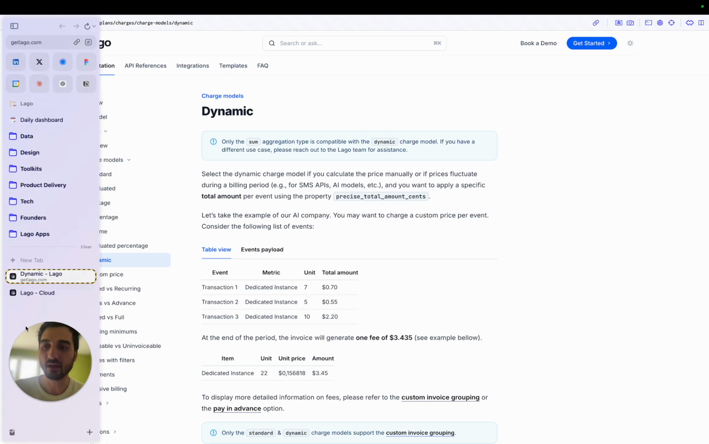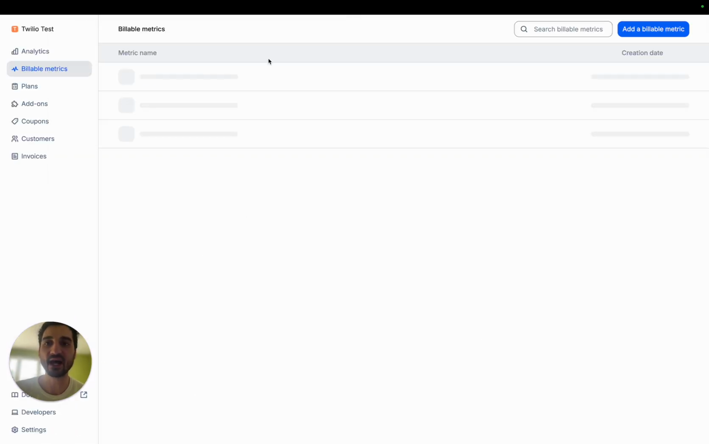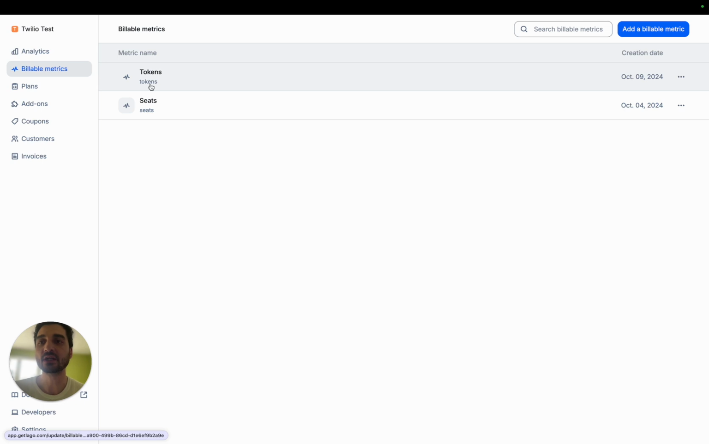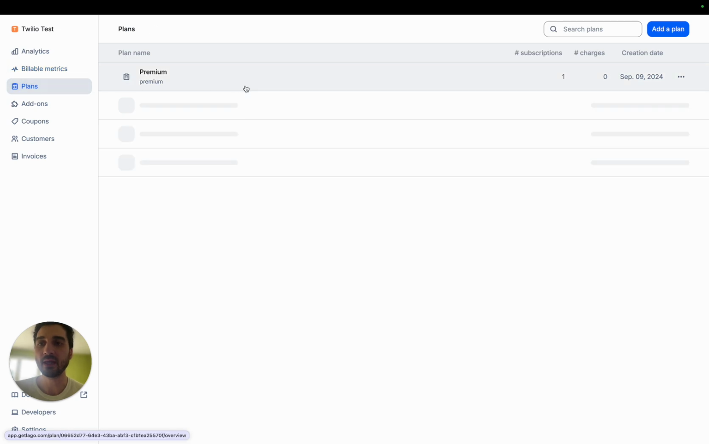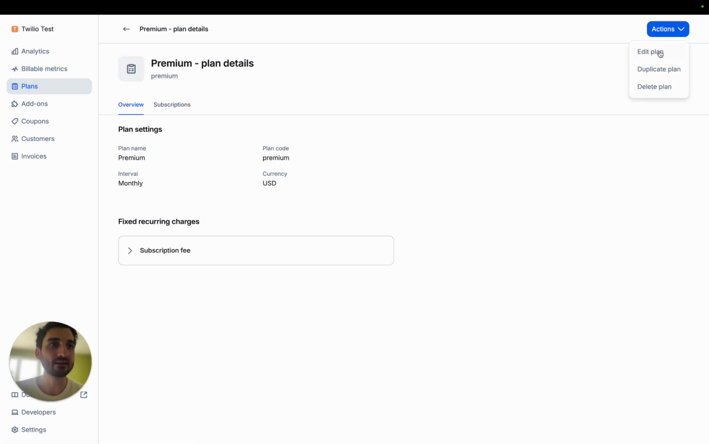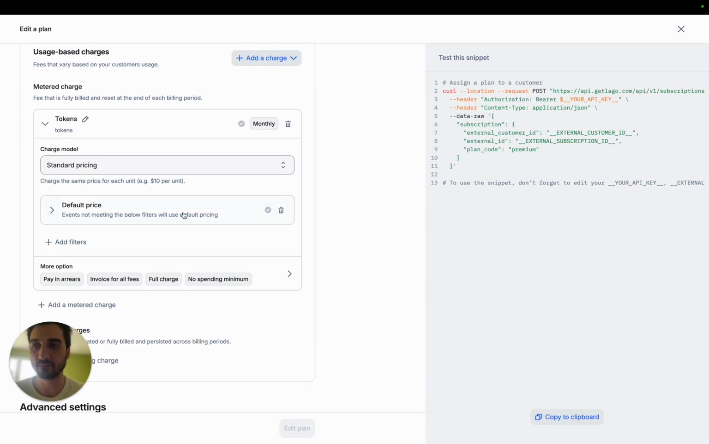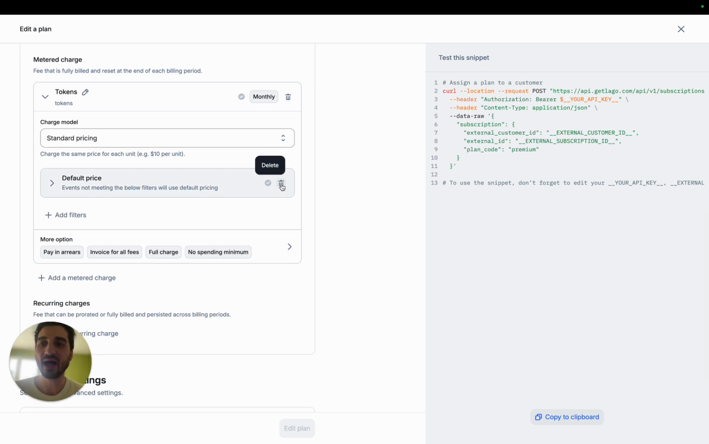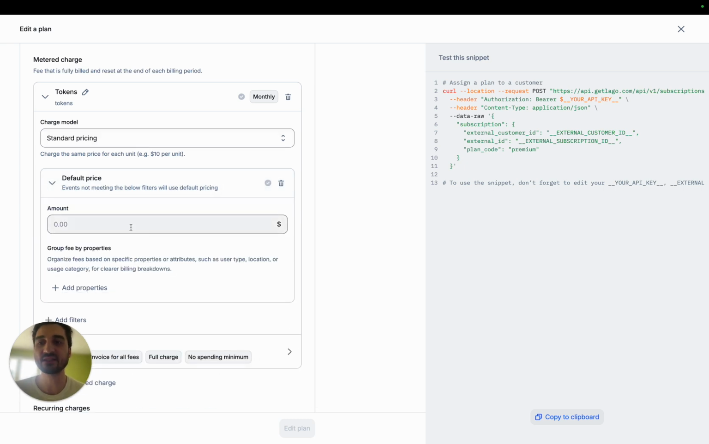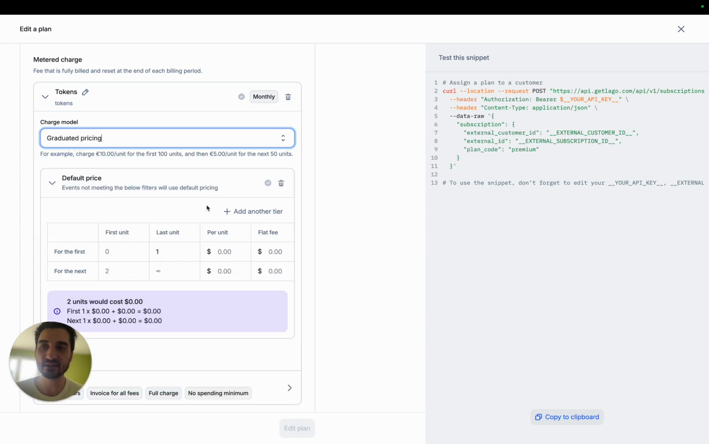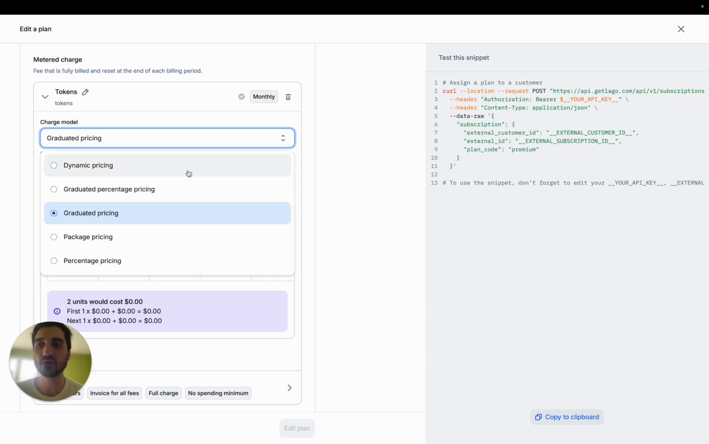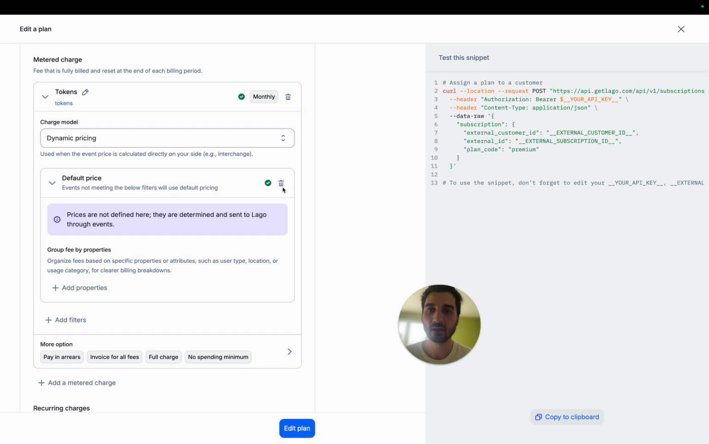So here is how you can achieve that within Lego. So I have here a billable metric, which is the number of tokens used. And inside of my plan, I can edit the plan and I'm going to add a token. And instead of having here a standard pricing, which is like a fixed amount, or tiers like graduated pricing and fixed tiers, then the price can fluctuate over time. So I'm going to use the dynamic pricing.